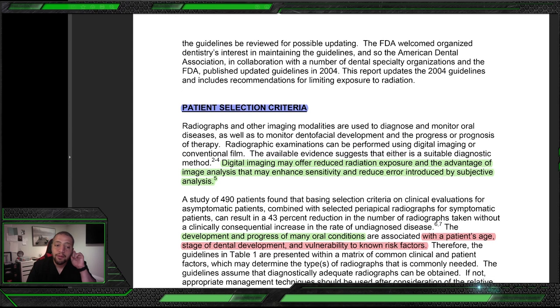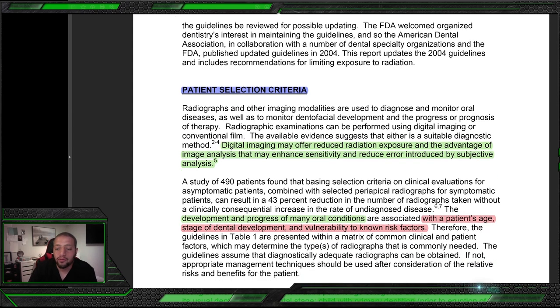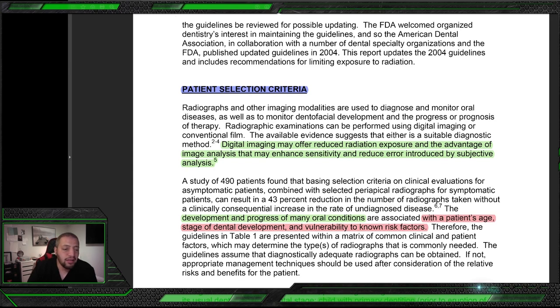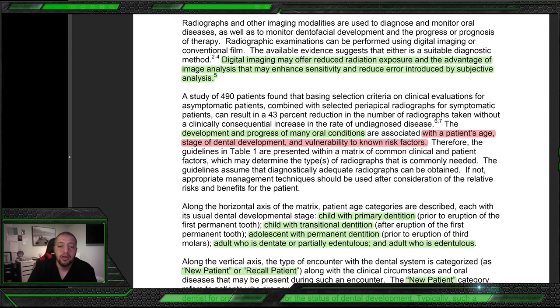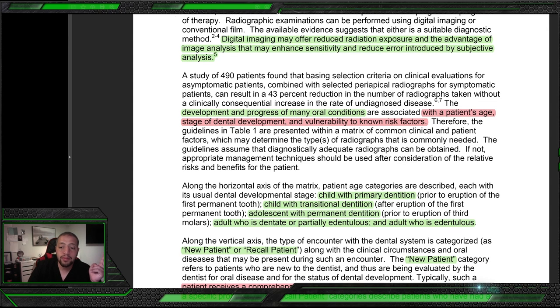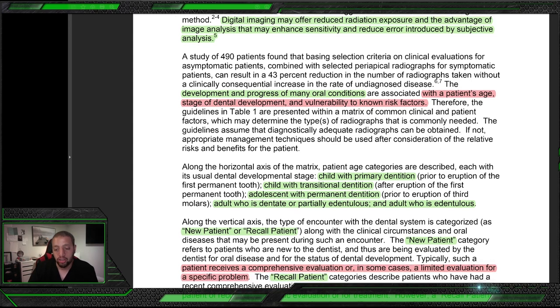And then he speaks about a study done for the patients. I don't want to waste your time with this study. As we said before, we're going to divide it into four categories in two matrices. First is the horizontal matrix. We're going to say the child with primary dentition, transitional dentition, after eruption of the first permanent molar, the adolescent with permanent dentition, prior to eruption of the third molar, who has no primary teeth, and the adult who is dentate or partially edentulous, okay?